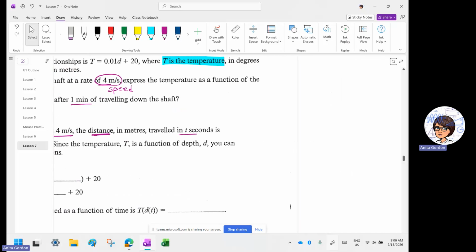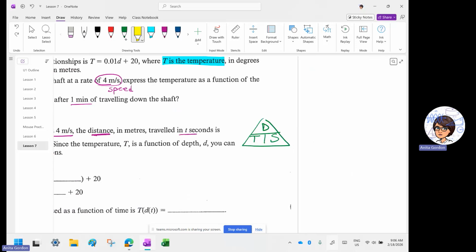I don't remember if you guys did this in Science 9 or 10, but it's called the DTS triangle. DTS, distance, time, and speed. And so if you want distance, you multiply the bottom two. If you want time, time is distance divided by speed. And if you want speed, it is distance divided by time. So the DTS triangle is very, very useful in this case.